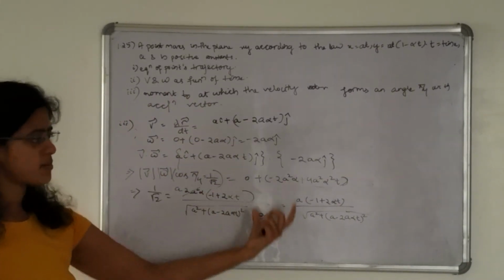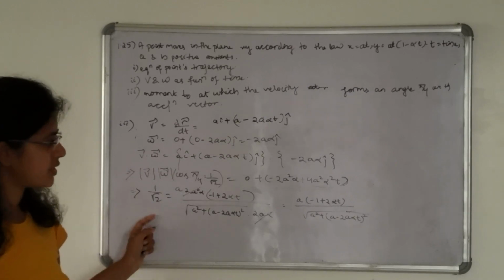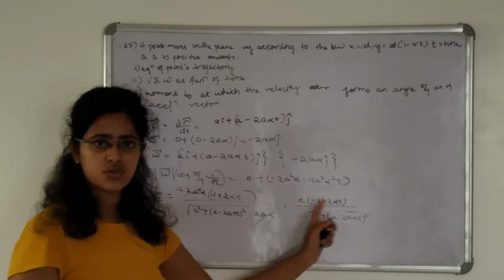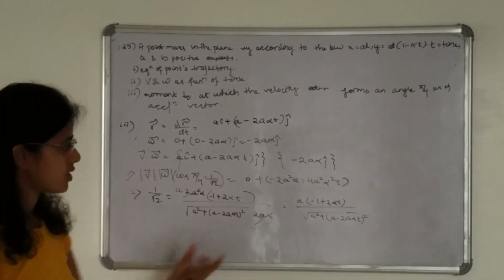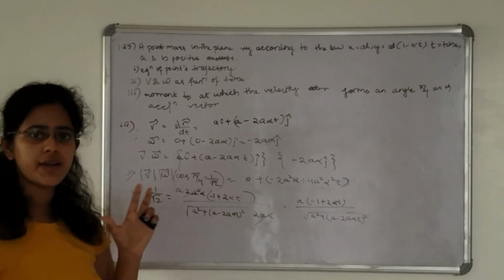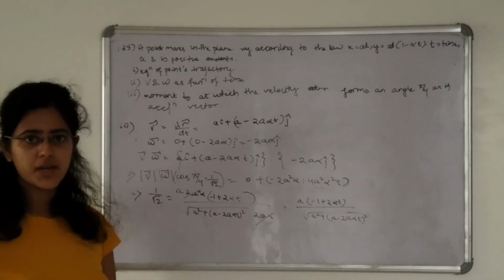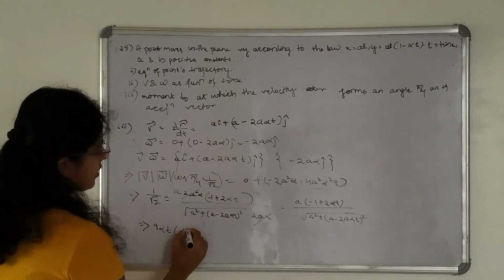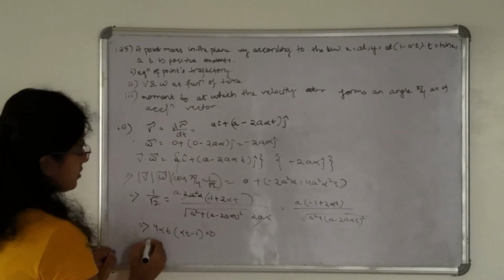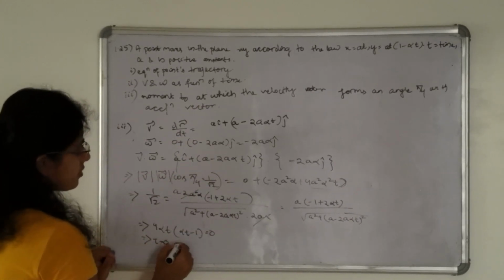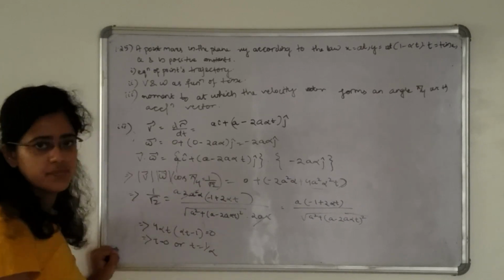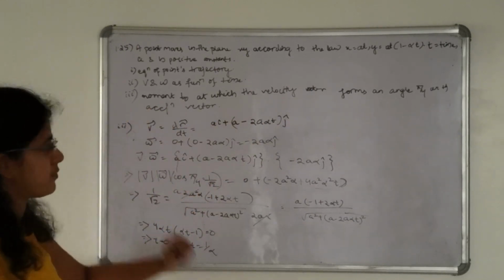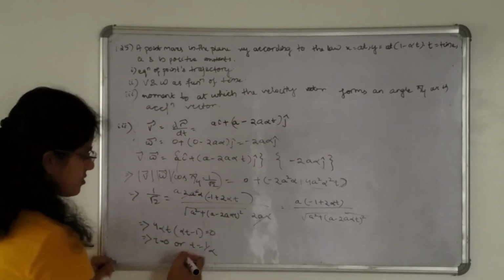Okay, now you should square both sides, that is 1 by 2 is equal to the square of this term divided by simply this term. There is no square root because we squared this term. So you can cross multiply this and find a quadratic equation in t. If you solve that quadratic equation, you get 4 alpha t whole into (alpha t minus 1) equal to 0. That means t is equal to 0 or t is 1 by alpha. That is, after 1 by alpha time, the velocity vector forms an angle pi by 4 with the acceleration vector. Okay? So this is t naught.